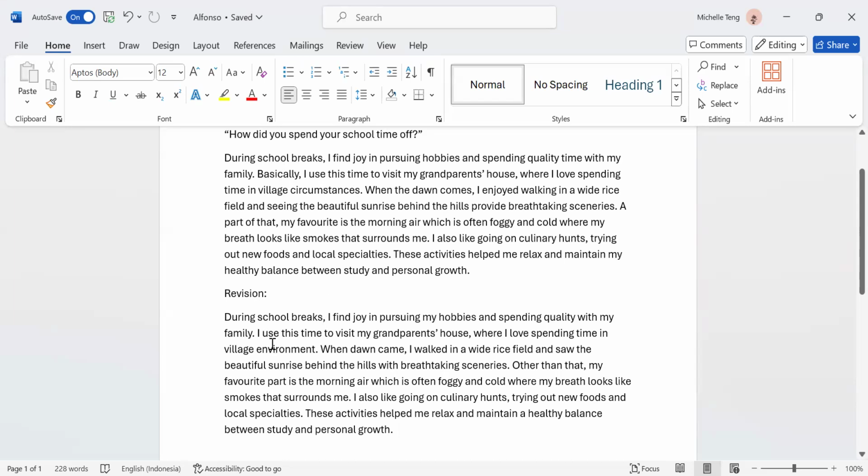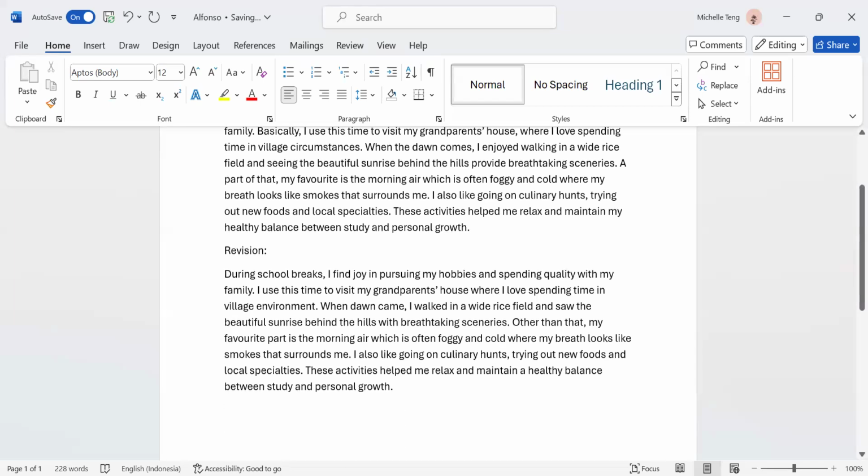I used time, and I did take this one right here: I use this time to visit my grandparents' house, comma, where I love spending time in village environment. Okay, I just realized that we should not add a comma right here. Why? Because if this is a dependent clause, we should add a comma right here: the dependent clause, comma, and then the independent clause.